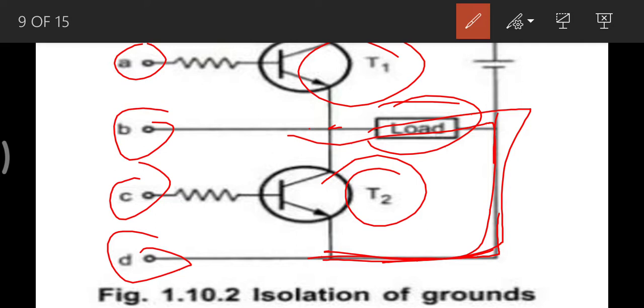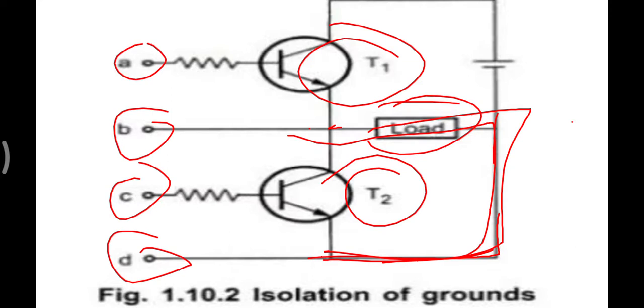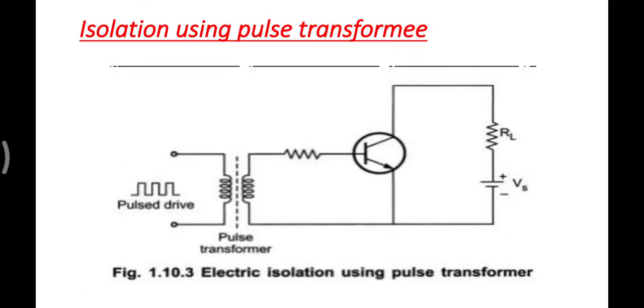Then how can we isolate this triggering circuit? Generally the triggering circuits are isolated using two methods. One is using a pulse transformer and the second one is using optocouplers. By using a pulse transformer we can isolate the triggering pulse, and by using optocouplers we can also isolate the triggering circuit. Let us see the first one, isolation using a pulse transformer.